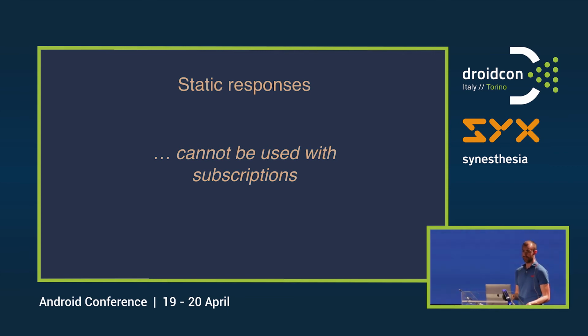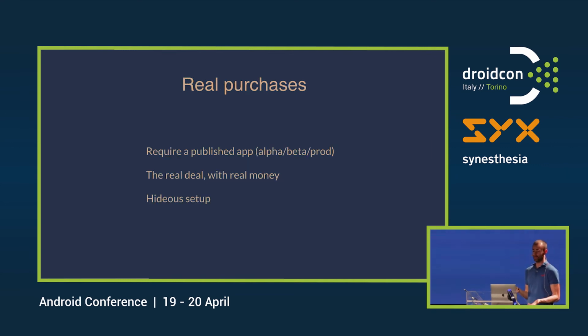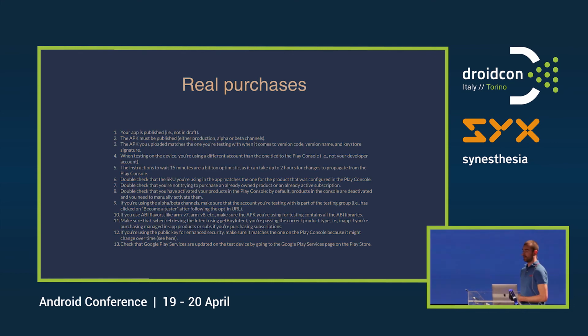So we need a different way, and that way is using real purchases, which is cumbersome because it requires the application to be published in the store. It doesn't matter the channel, so it can be internal, alpha, beta, or production, but it requires the app to be there. And it's the real deal. So if you're going to press the buy button, you're going to be charged with actual money. So it's not fake or anything. And it's incredibly cumbersome to set up. It's really frustrating. But we are good, diligent developers, so we're going to go through each and every step, maybe. And let me guide you through.